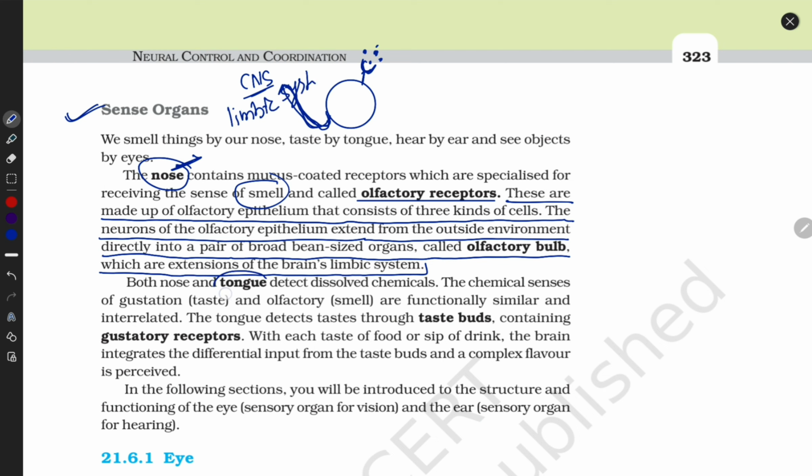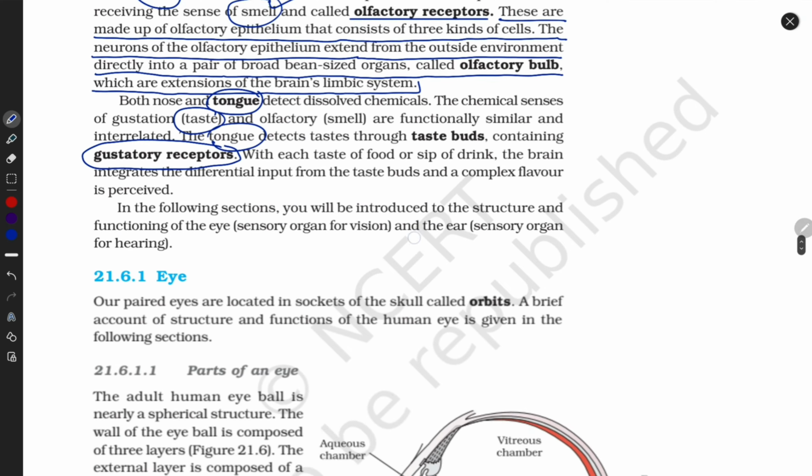Now, the next sensory organ is the tongue. They sense taste, because we have taste buds on our tongue. And what kind of receptor is there? There is a gustatory receptor there, so we can taste anything.